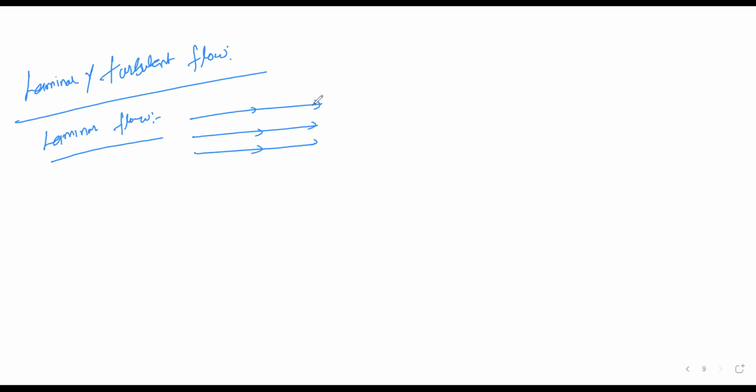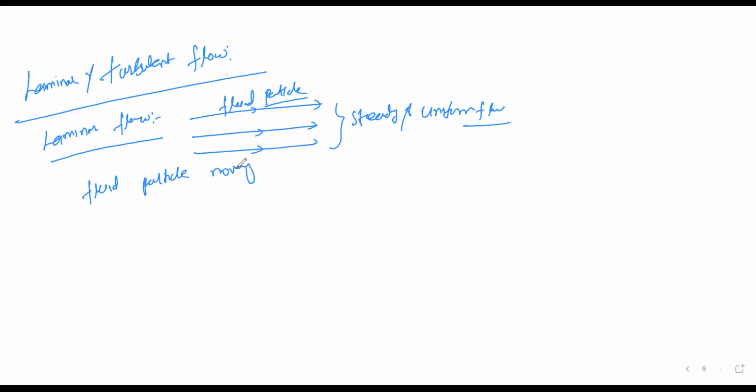So laminar is only possible for steady and uniform. अगर फ्लूइड पार्टिकल मूव कर रहे हैं वेल डिफाइंड पाथ में, दैट फ्लूइड पार्टिकल moving in a well defined path, it's called a laminar. और अगर velocity constant है then only the fluid particle will move in well defined path.